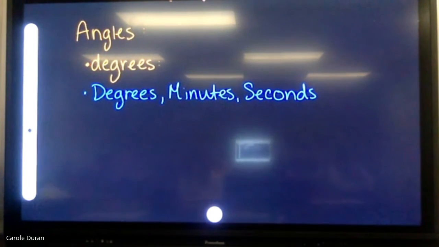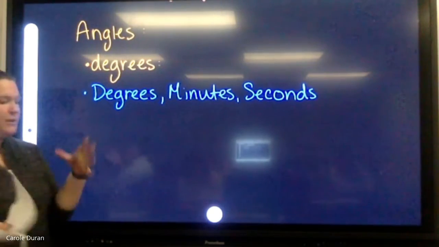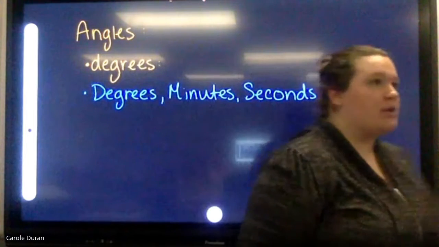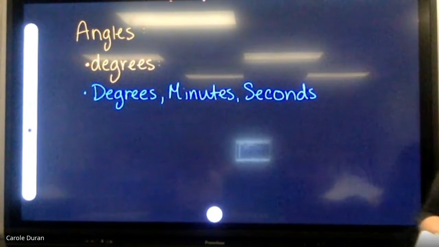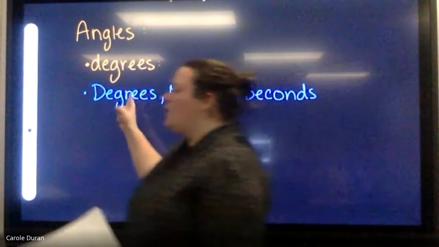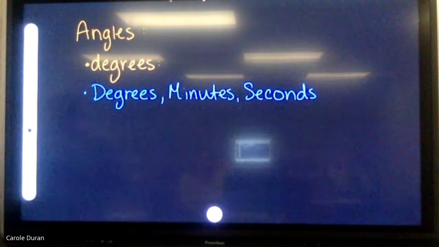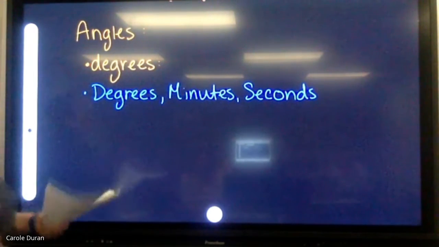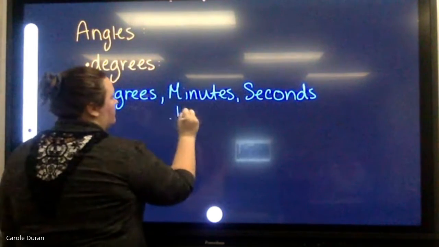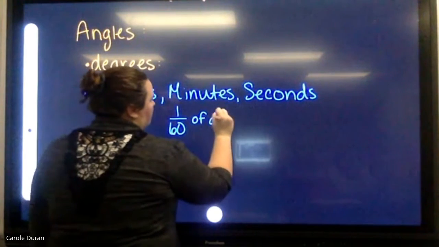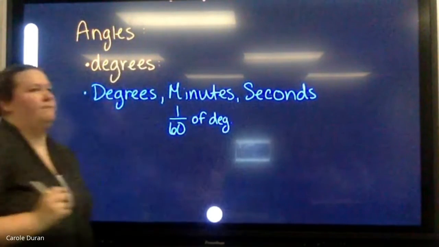Before we do the conversions, we're actually just going to identify what portion of a degree a minute is and what portion of a degree a second is. Okay, and then we're going to do some stuff and then we're actually going to convert it around. So we already know degrees, right? Those are the whole number measure that we got. A minute then is 1/60th of a degree.